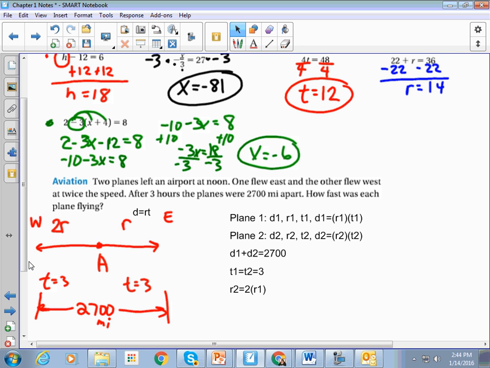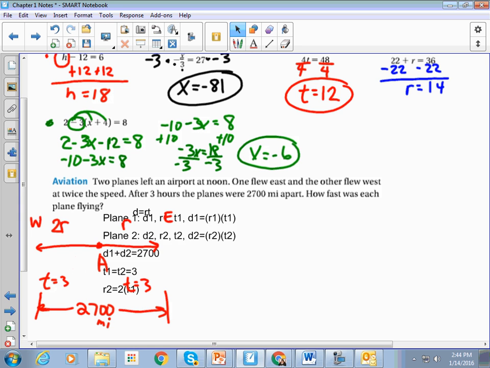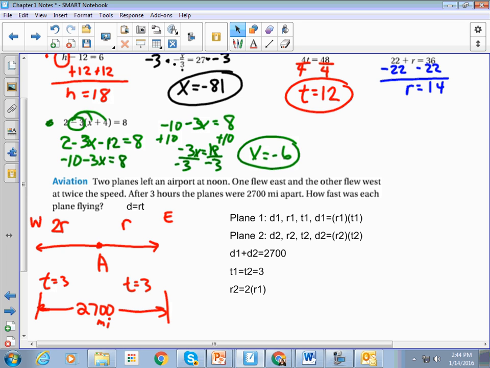So essentially, if you look, plane 1 has a distance 1, a rate 1, and a time 1. Our formula is distance equals rate times time. Plane 2 has a distance 2, a rate 2, and a time 2. And it is distance 2 equals rate 2 times time 2. If you look, the distance of the first plane and the distance of the second plane total 2,700 miles. That's how far apart the two airplanes are.